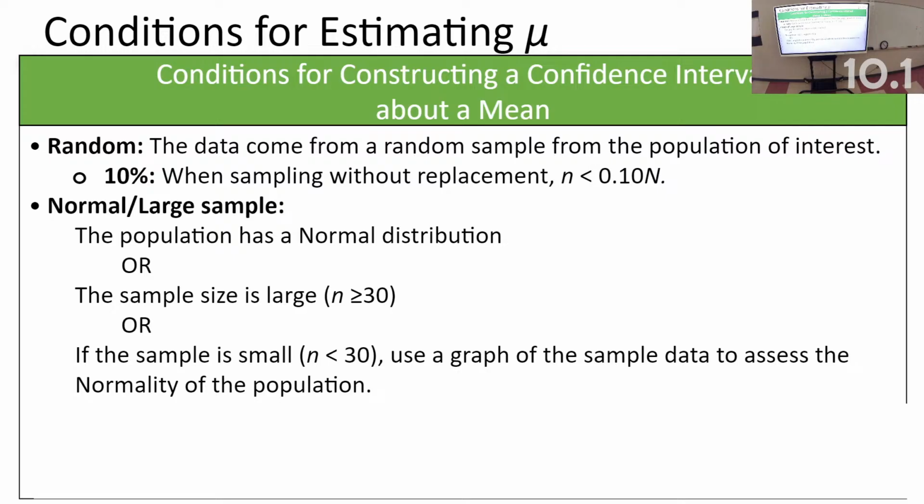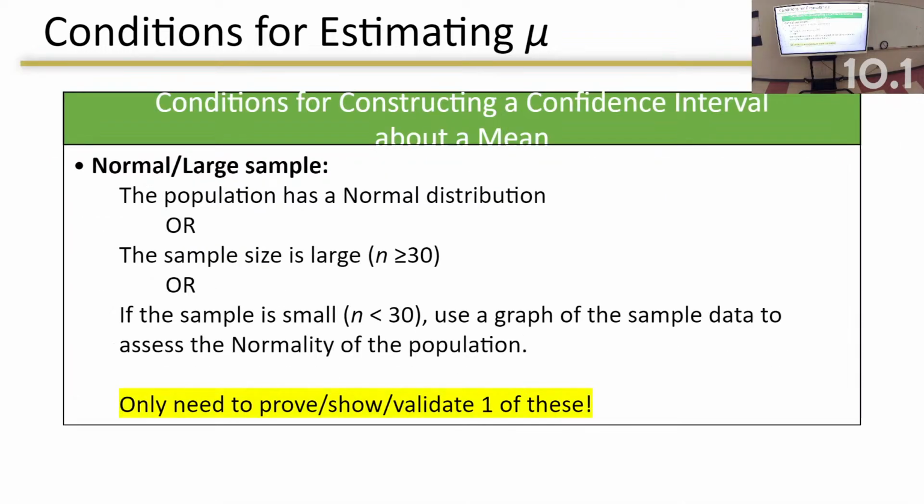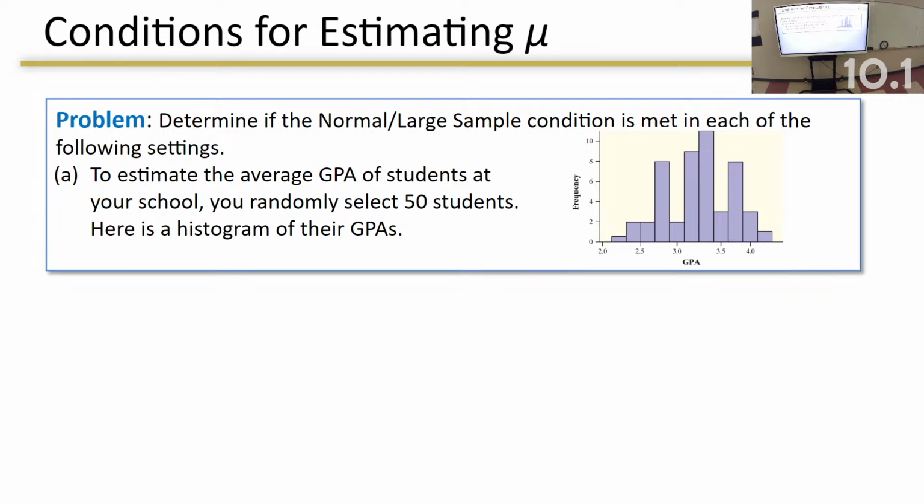Are you okay with the conditions? Tell me if the large or normal count is met. To estimate the GPA of students at your school, you randomly select 50 students. Is that normality okay? Because your sample size is greater than 30.